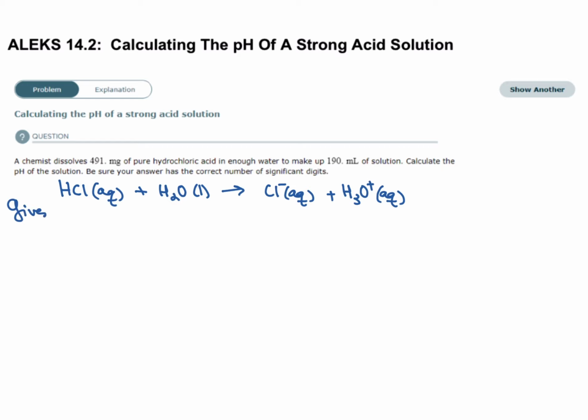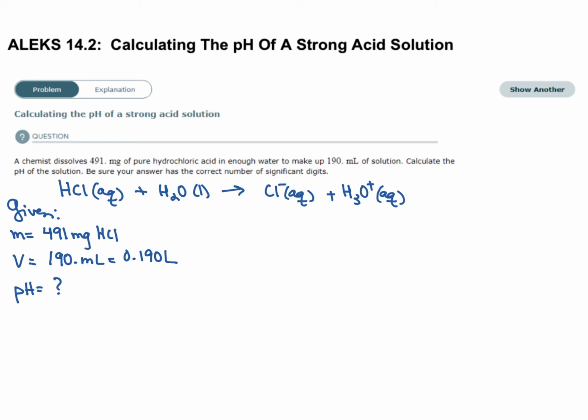I want to continue with my given information. I have mass of HCl. I have the volume of the solution, which is given in milliliters, but I want to convert this to liters. And I'm asked about the pH. Remember, the pH is the negative log of the concentration of H3O+. So I need to somehow get to concentration before I plug into my pH formula.